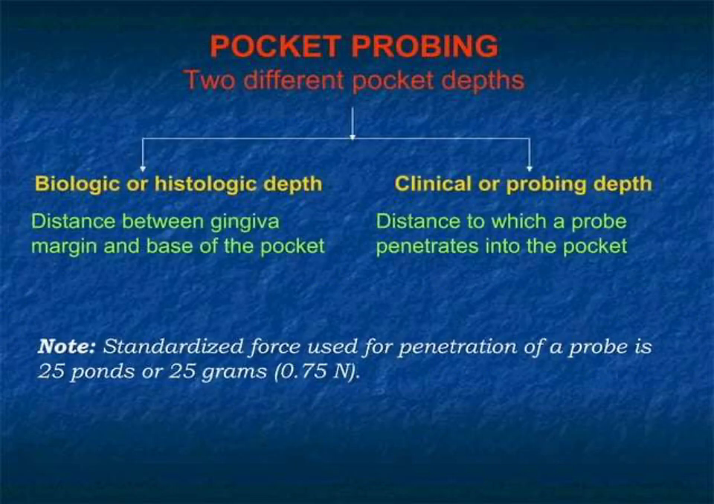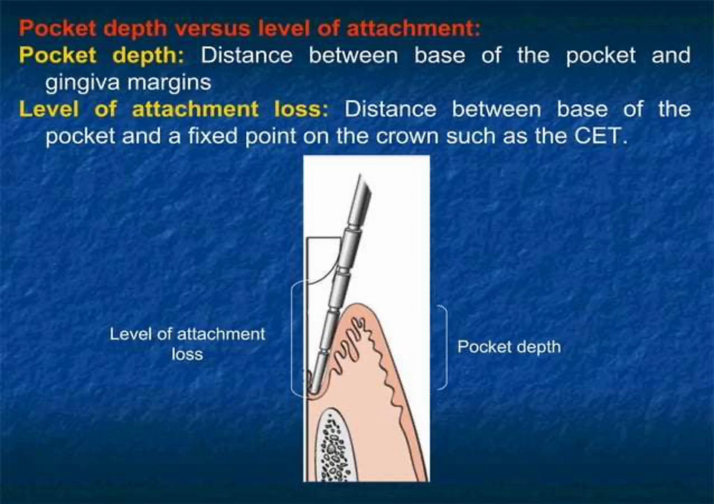Pocket probing. There are two different pocket depths. One is biological or histological depth, which is the distance between the gingival margin and the base of the pocket, whereas the clinical probing depth is the distance the probe penetrates into the pocket. Pocket depth is the distance between the base of the pocket and the gingival margin, whereas clinical attachment loss is the distance from the base of the pocket to a fixed reference point such as the cemento-enamel junction.